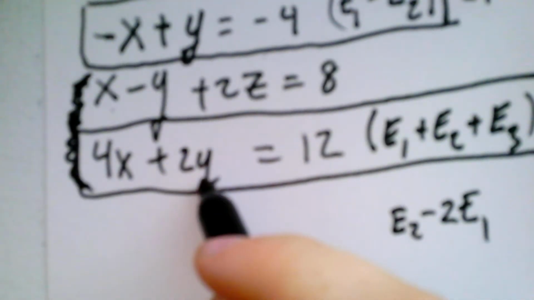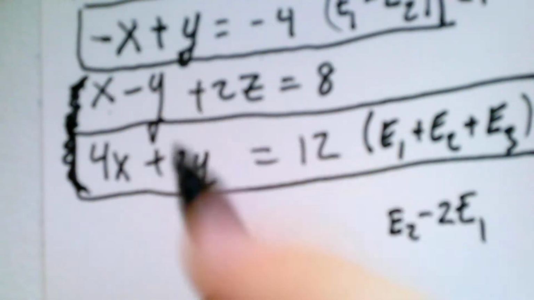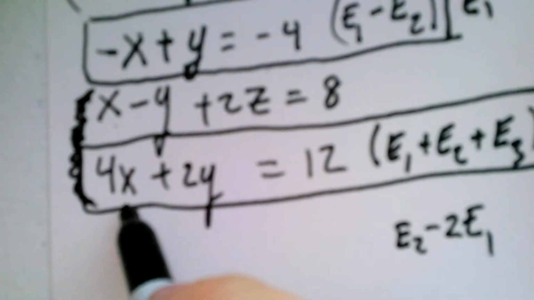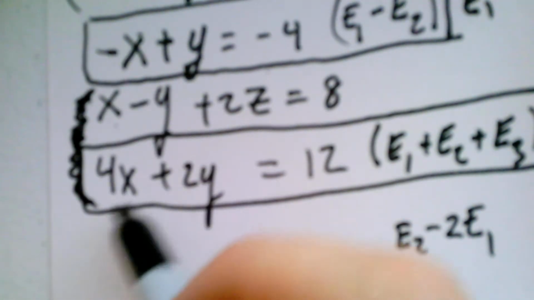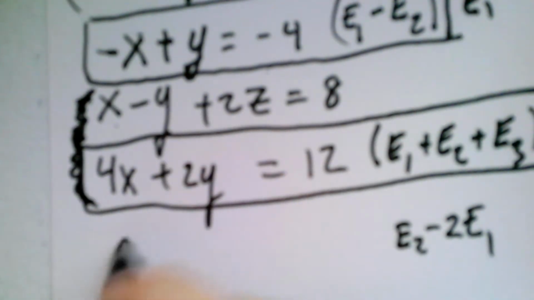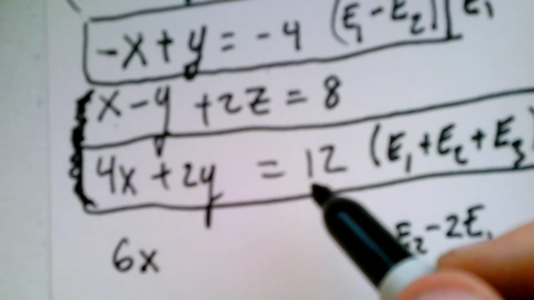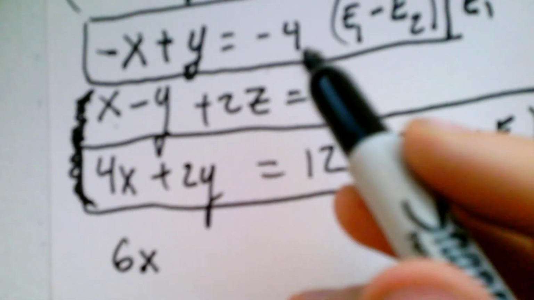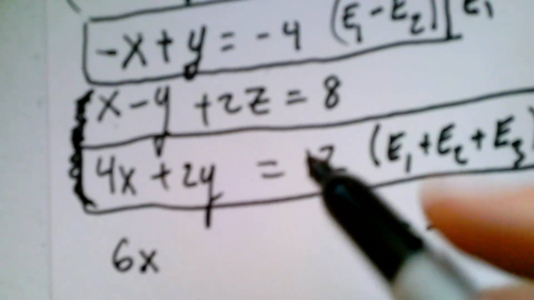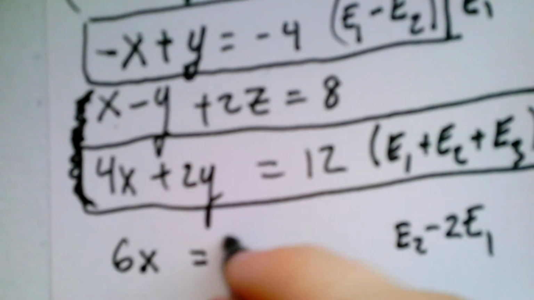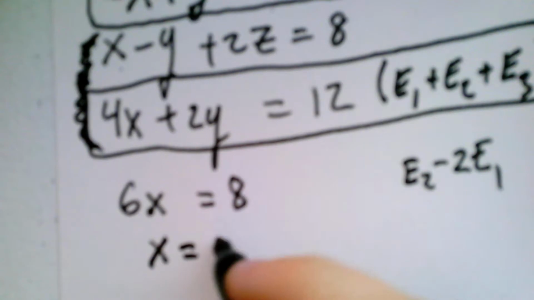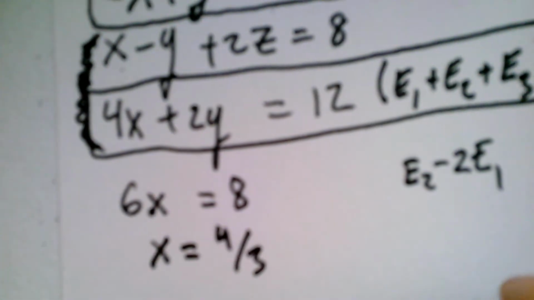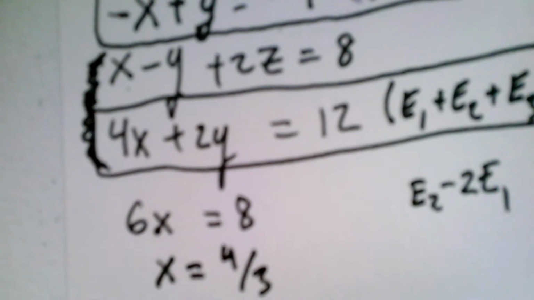So I have 2y minus 2y is 0. I have 4x minus 2 times negative x. Well, the negative signs cancel, so that's 4x plus 2x is 6x. And then I have 12 minus 2 times negative 4. Well, minus and negative is a positive, and 2 times 4 is 8, so 6x equals 8. So that means that x equals 4/3.